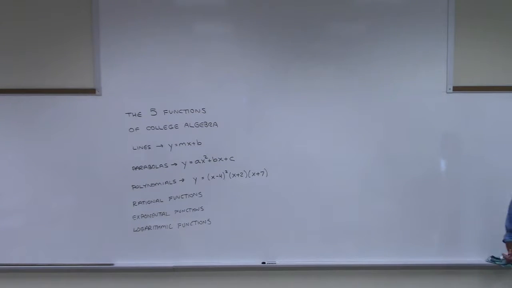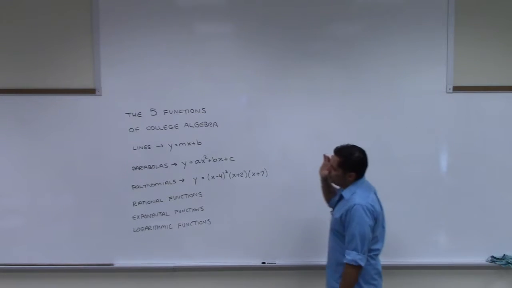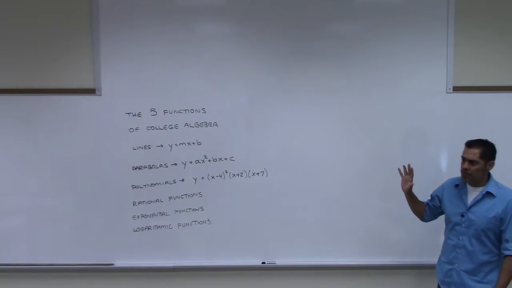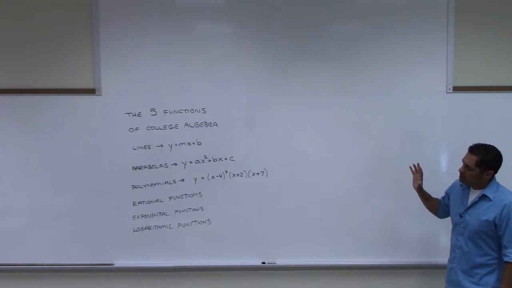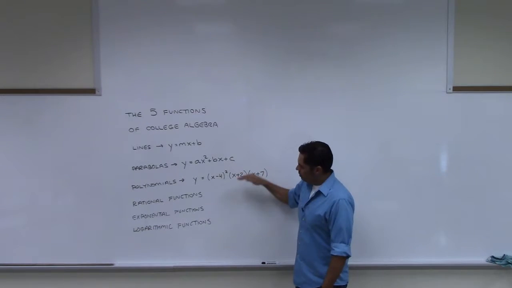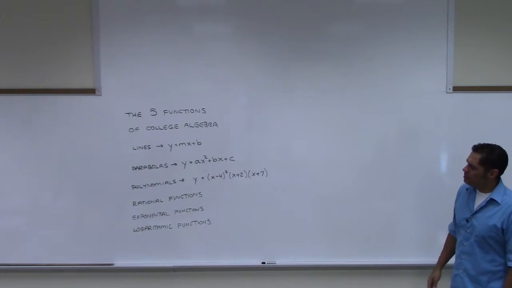So let's see if we are recording microphone. Okay. So in college algebra, we traditionally cover 5 different types of functions. And well, let's see, how many do I have listed here? 3, 4, 5. I have 6 listed. So why did I put 5 types of functions?